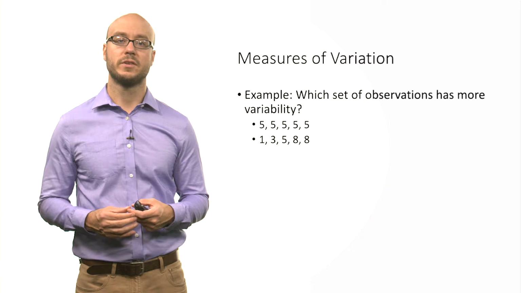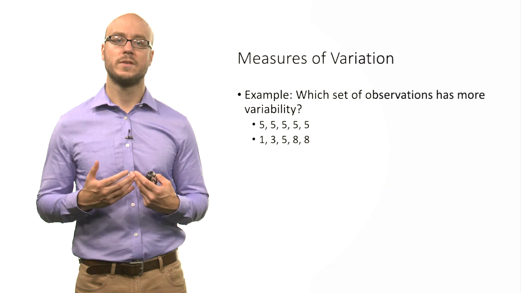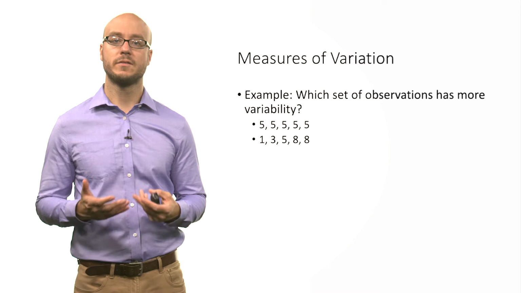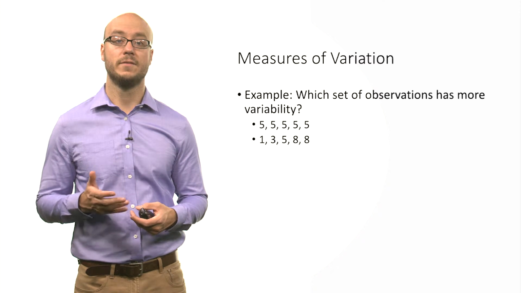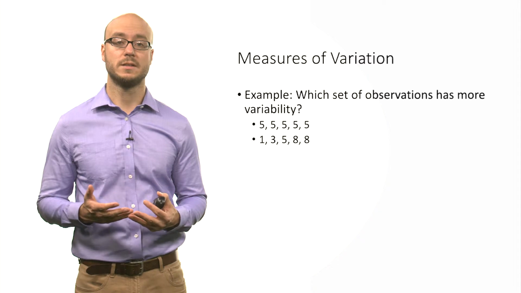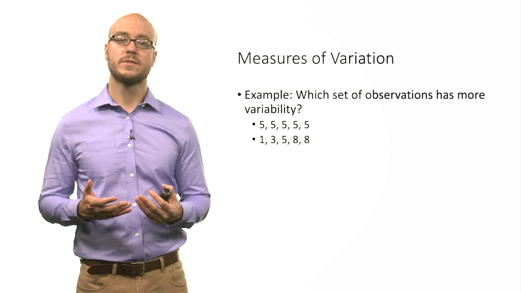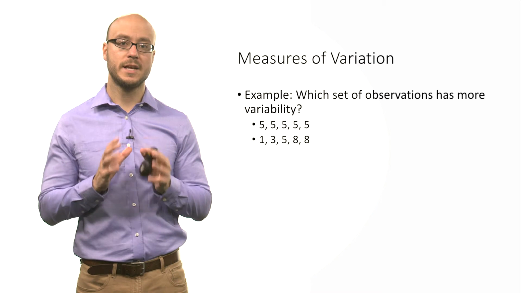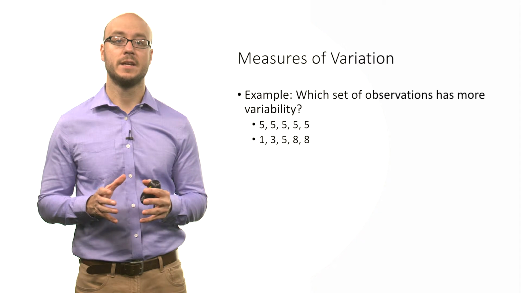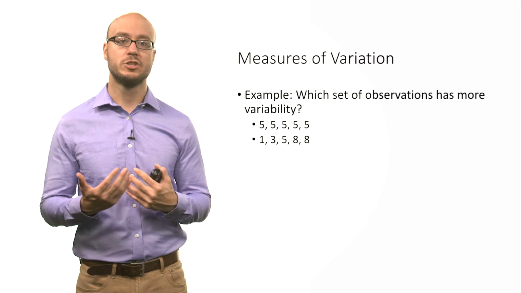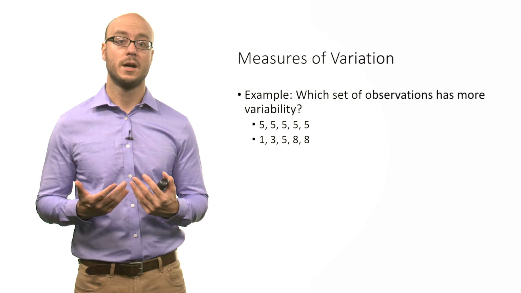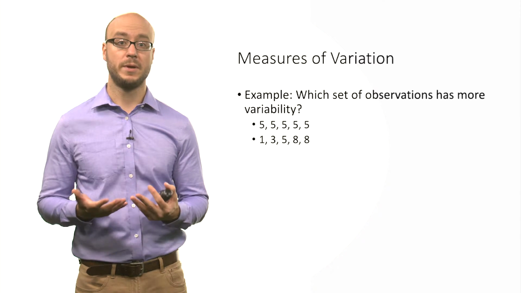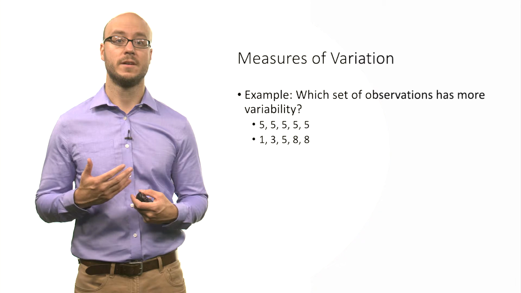There are several different kinds of measures of variation, but let's go through an example of one. So suppose you have these two sets of observations. You have a set of observations that are simply 5, 5, 5, 5, 5. So you have 5 data points, all exactly the same. Then you also have a different set of observations of 1, 3, 5, 8, and 8. Now just looking at those two sets of observations, I think most people would say that the second set has more variability. You just see that the data points differ more for the second data set than for the first, because the first data set consists of the same value repeated 5 times.